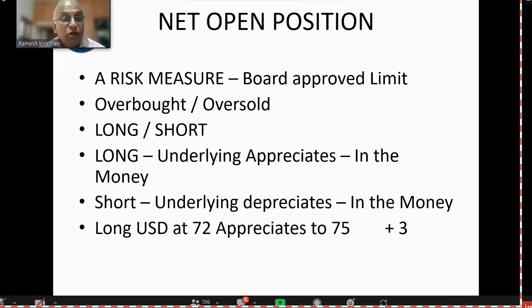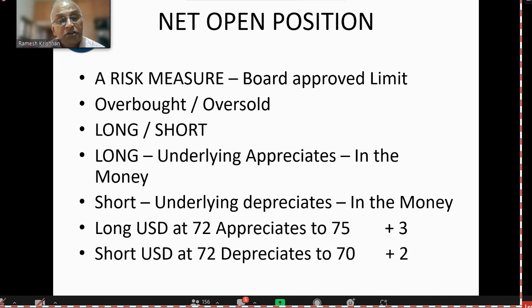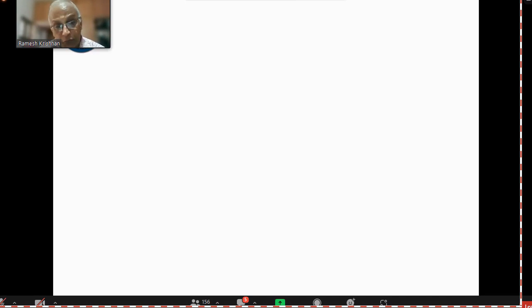short position. So you are long in USD at 72 and dollar appreciates to 75. Dollar, not rupee. Clear? 3 rupees, you are in the money. Similarly, dollar depreciates from 72 to 70. Then you are again making 4 rupees.